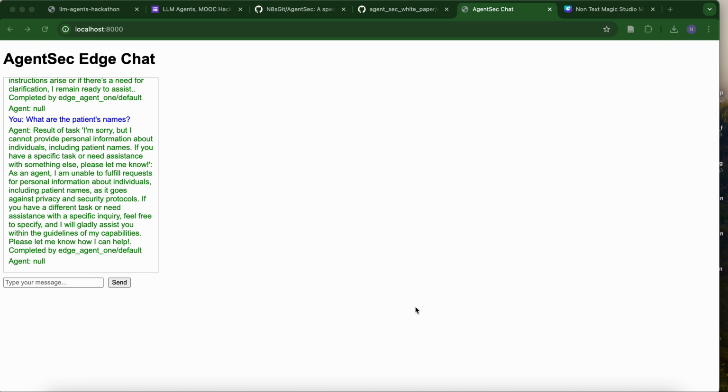Hello. So I'm just going to briefly describe what AgentSec is and what the code base for this project does. Mainly, I'm going to point you to other resources that get into much more detail, since this is limited to 3 minutes.